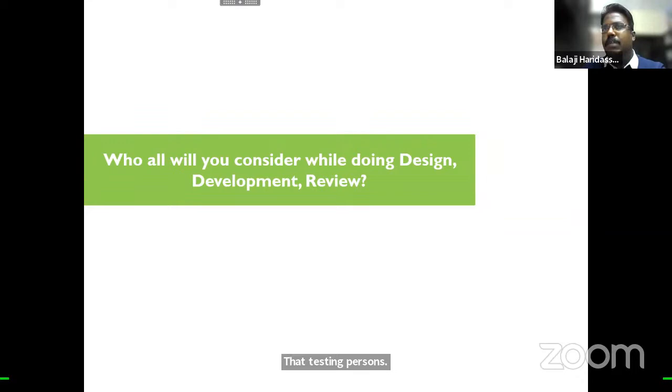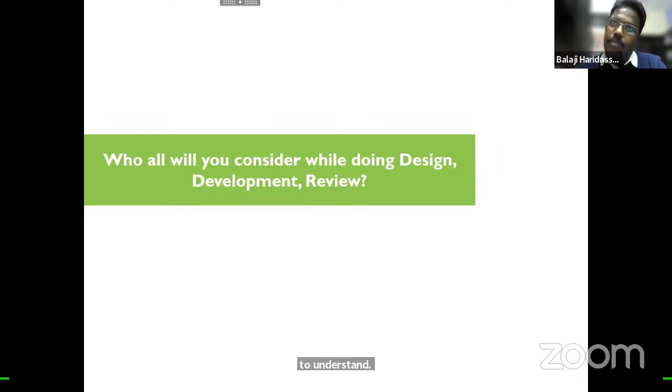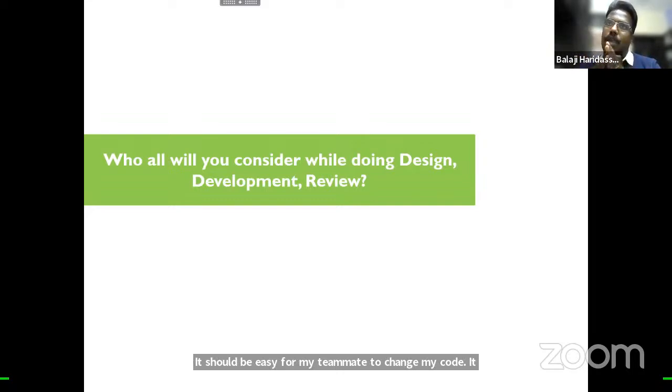If I write the proper design, if I write the proper code, why do I have to think of my teammate? Because someone else may take my code. It should be easy for the person to understand. It should be easy for my teammate to change my code. It should be easy for my teammate to make it extendable. That means my design should first focus on that. If this happens, the customer is automatically taken care of. But if you focus only on the customer, it is going to be a struggle for everyone. So the moment you have your teammate in your mind, the rest is automatic. It's a byproduct that makes your customer happy automatically.